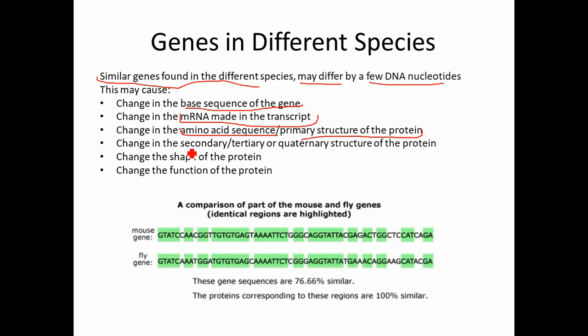That change in the primary structure can affect the secondary, tertiary, or quaternary structure of the protein. So ultimately how that protein folds and how that protein interacts with other subunits. Ultimately, if we change the tertiary structure of the protein, this will cause a change in the shape. And if we change the shape, this could change the function of the protein. So there could be slight variations in how these proteins, encoded by similar genes, function across different species. One example that we'll discuss in class is a gene that's associated with language in humans.